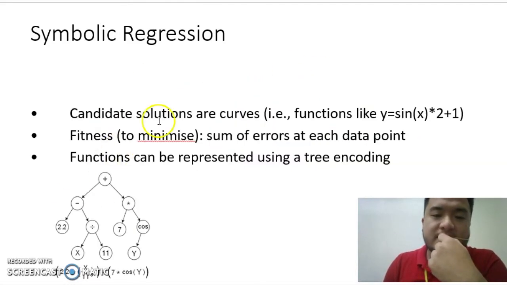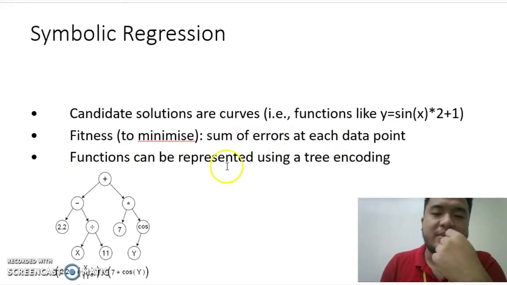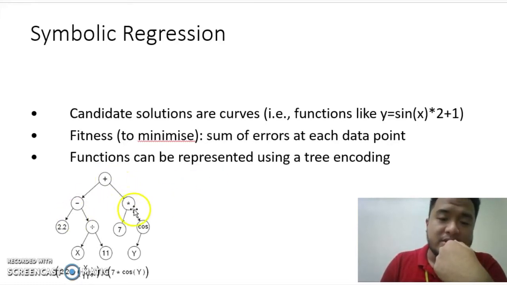So the candidate solutions are curves. Example: functions like y equals sine x times 2 plus 1. Fitness is to minimize the sum of errors at each data point. So functions can be represented using tree encoding, with plus, minus, times, and so on. This is an example and its solution, given in the diagram below. So next.